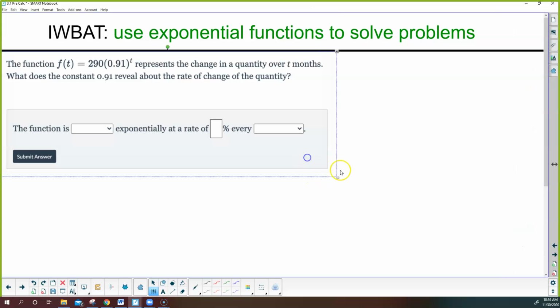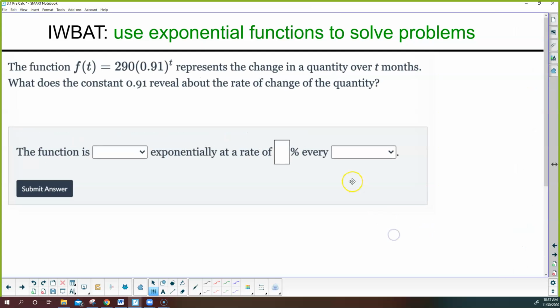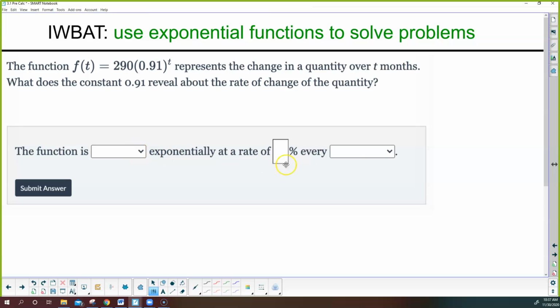All right, last one, I want you to try this. You don't have to write it down, but just what would the blanks be? And I'll give you a minute to think about this one.